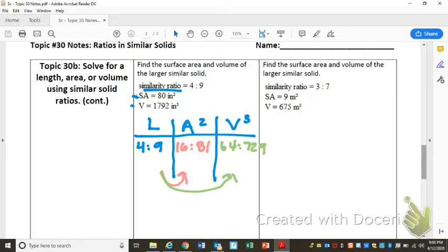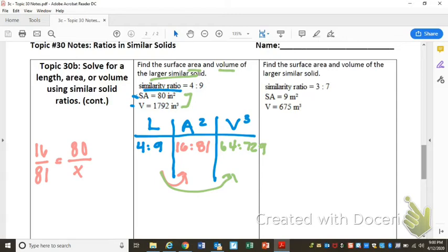All right. We're trying to find the surface area and the volume of the larger similar solid. So we're given the smaller one, and we're trying to find the larger one. So now we're going to use those two ratios to set up two separate proportions to help find the larger surface area and the larger volume. So I'm going to set up my 16 over 81 here. And we're given that the smaller one is 80 inches squared, so that's going to go on top. And we're looking for the bigger one, so that's going to be x.